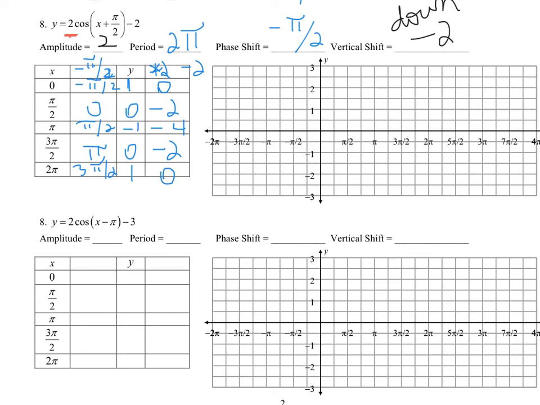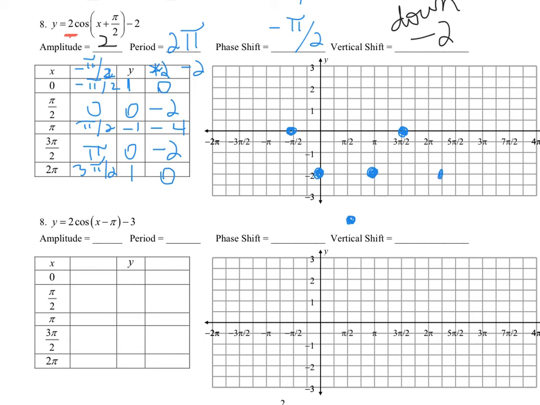Okay, so let's go ahead and put in this graph. At negative pi over 2, we have the value 0. At 0, we have the value negative 2. At pi over 2, we have the value negative 4, which is off the graph a little bit. And then at pi, we have negative 2 again. And then at 3 pi over 2, we're back at 0. So it looks like a V, but it's really not a V.